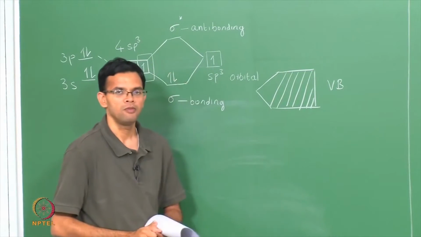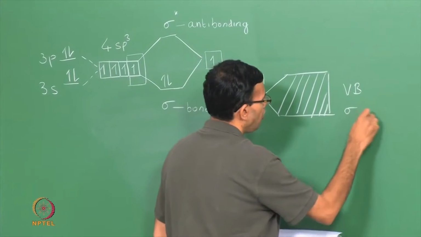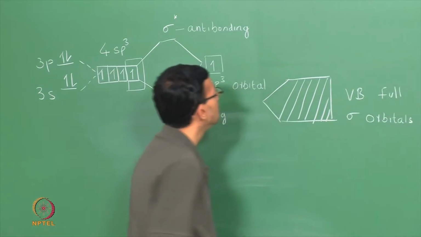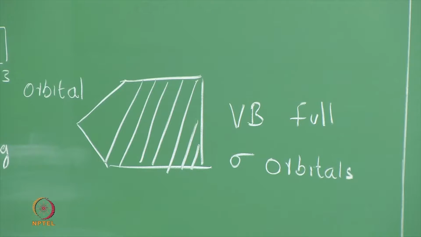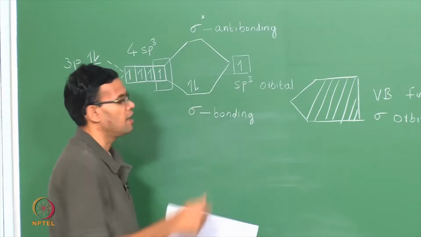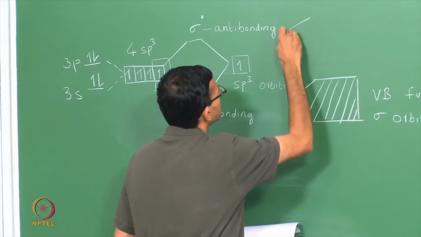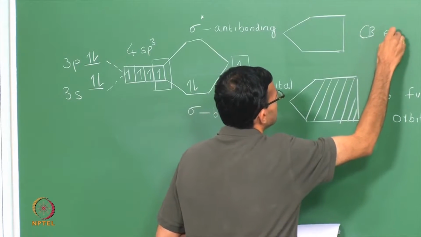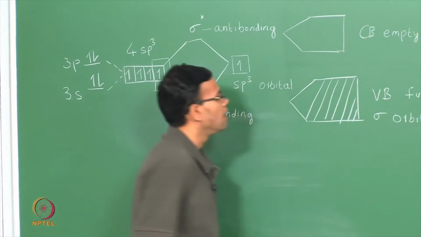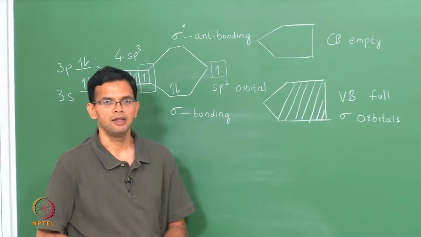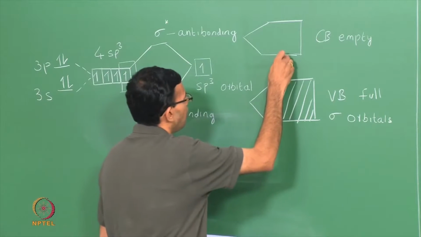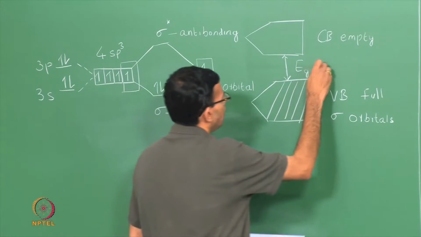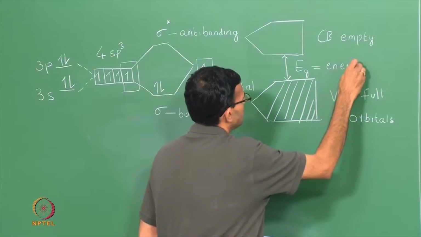So the valence band is formed by the interaction of all the bonding orbitals. The valence band is full. Same way you have a conduction band that is formed by interaction of the sigma star and that is empty. It's the conduction band, and between the valence band and the conduction band there is a gap. This gap is called the energy gap. It is denoted by the symbol Eg. It is called the energy gap or sometimes the band gap.